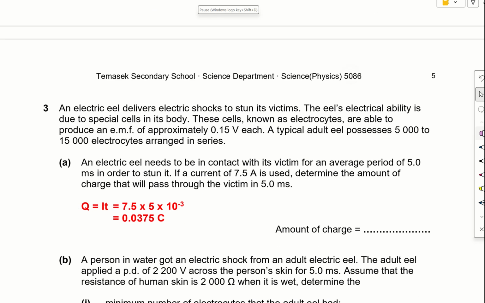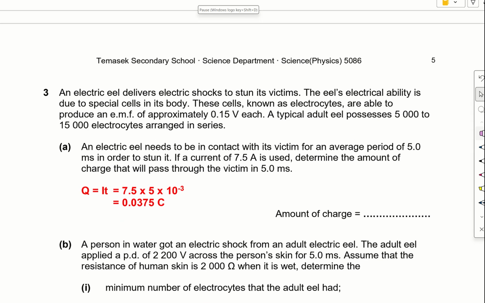Okay, an electric eel delivers an electric shock to stun its victim. The ability is due to special cells. These are called electrocytes. They are able to produce an EMF of approximately 0.15 volts each. So if I have 2 or 3 and they are connected in series, I can add them up. But the eel possesses 5,000 to 15,000 arranged in series, so it can add them up.